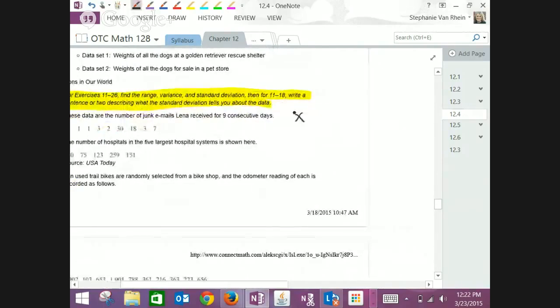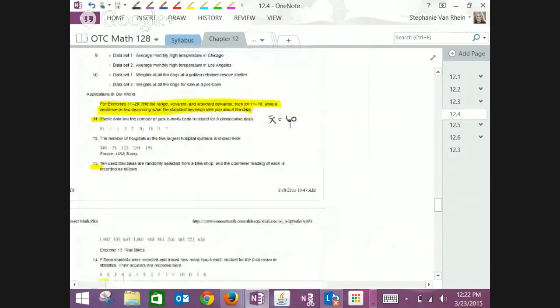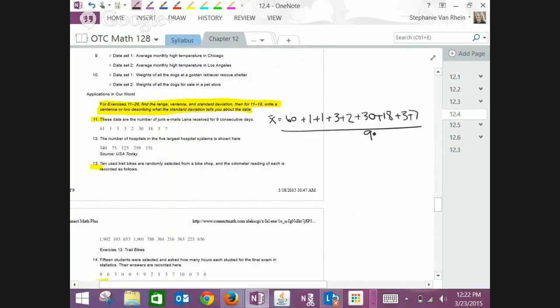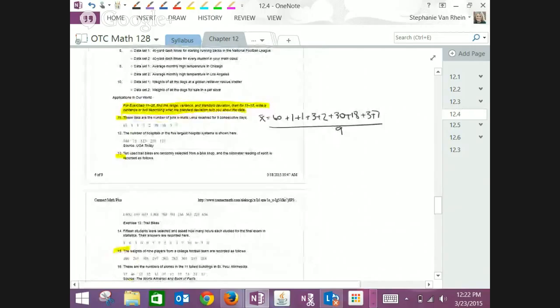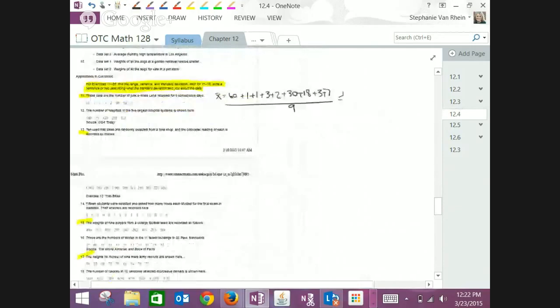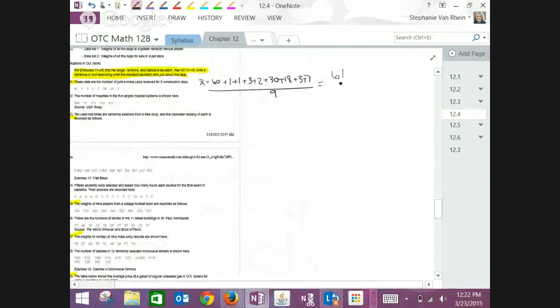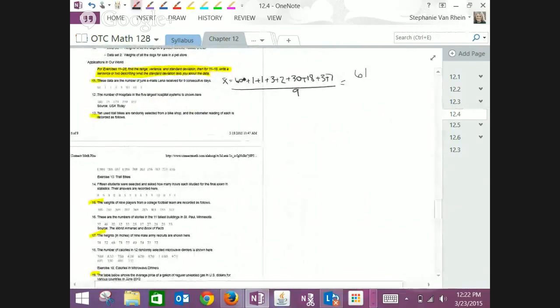So we take X bar is 60 plus 1 plus 1 plus 3 plus 2 plus 30 plus 18 plus 3 plus 7, all divided by 9. That's 61, isn't it? Anyone else confirm? Oh, sorry, yeah, it's the first one, 126. So we got 126 divided by 9, which is 14. So X bar is 14.